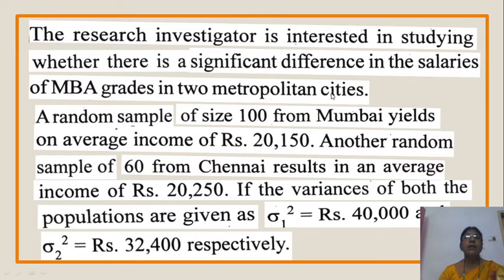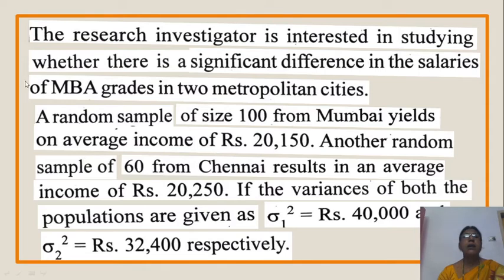Already we have been given two cities. In two cities, the difference of salaries of MBAs. So first city Mumbai, first sample. How many members? Size of sample is 100, means N1 is 100 and average income is 20,150. Second city is Chennai, sample of 60, that means N2 is 60 and average income, average is nothing but mean, 20,250, and sigma 1 square, sigma 2 square are given here.